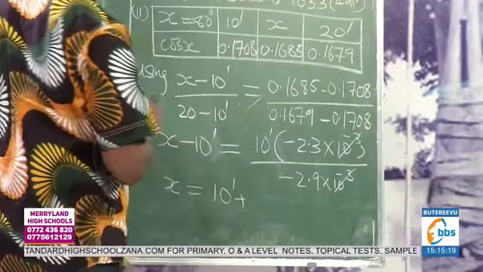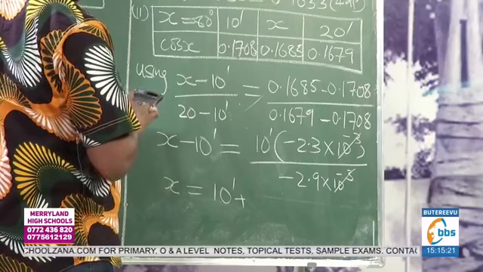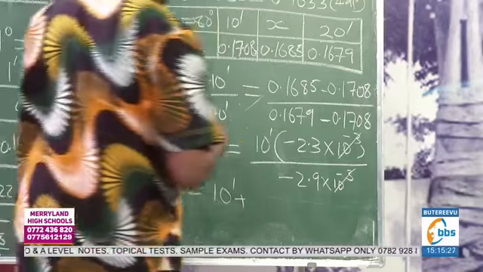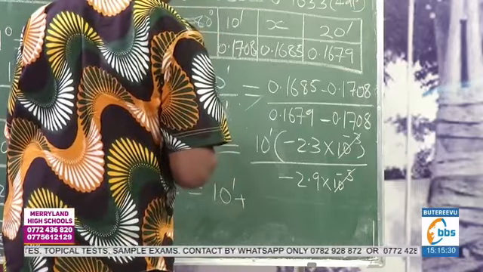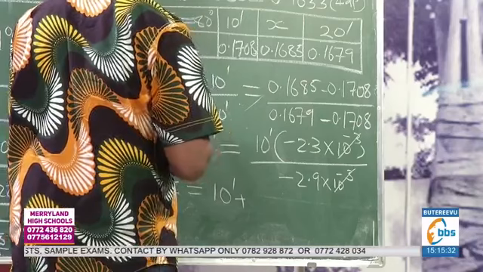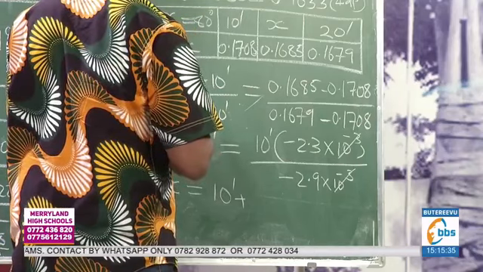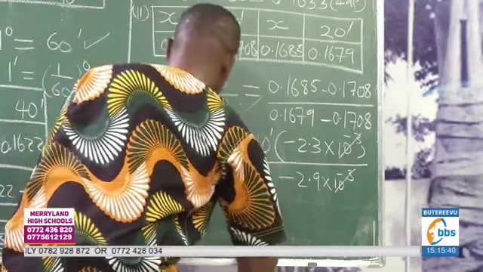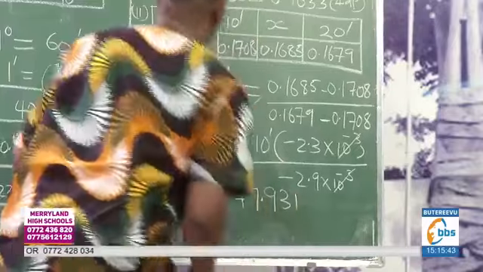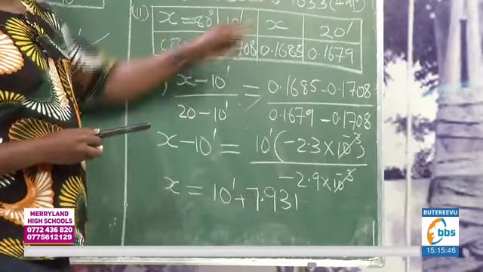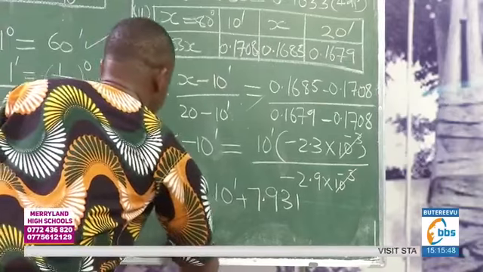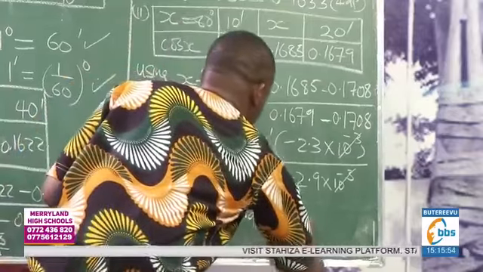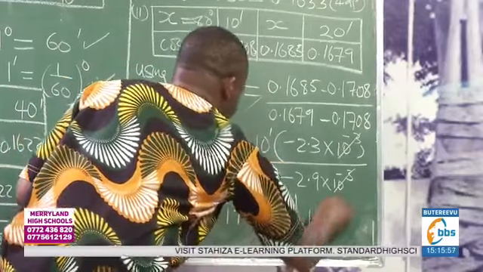When we simplify that, we shall have 7.9, that is 2.3 divided by 2.9 times 10. We shall get 7.931. Because the values we have here are recorded to 0 decimal places, we shall get the value of x as 17.931, which we shall approximate to the next whole number, so it will be that.